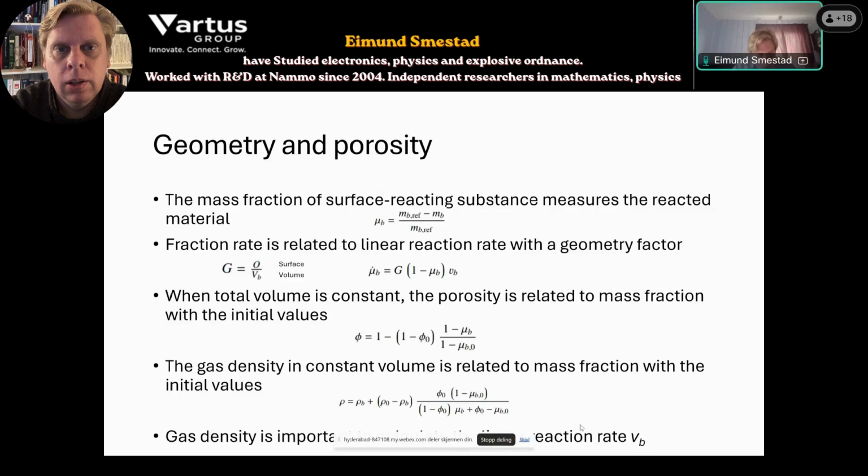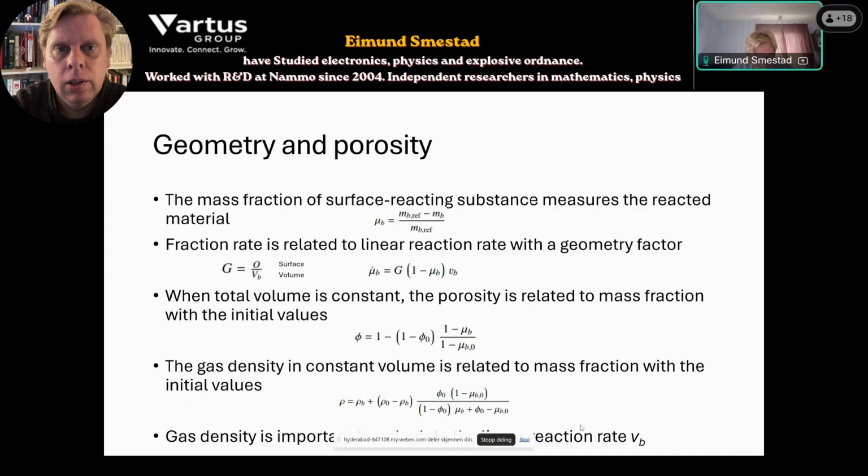Geometry and porosity. If you are interested in generated gas, we need to look at geometry and porosity, where the mass fraction μb measures the fraction of reacted material. The rate of generated gas is expressed by the fraction rate and is related to the linear reaction rate Vb with a geometry factor g, that is surface over volume.